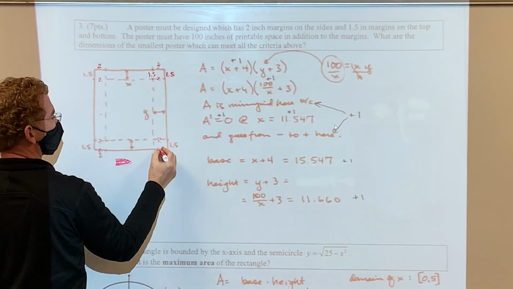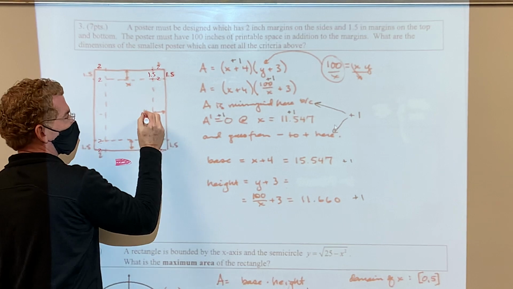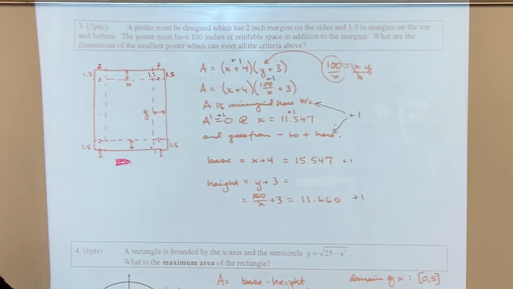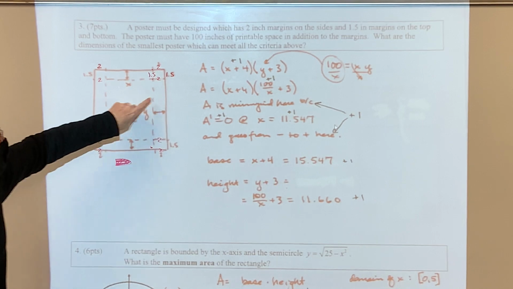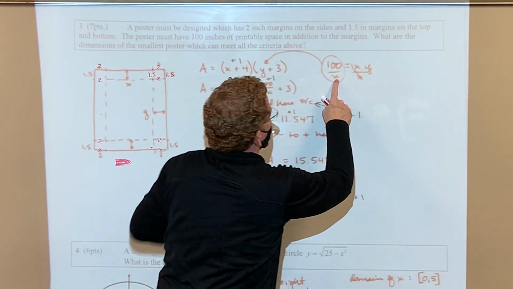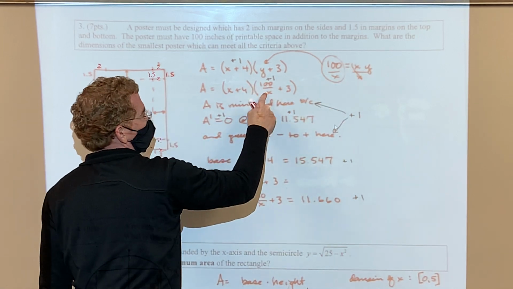That margin is 1.5, whatever that variable is plus 3. And I don't care whether you use X and Y. If I care, I'll give you the picture and I'll label it myself. And then because the printable space is 100, 100 equals X times Y, so Y is 100 over X. Plug 100 over X in there.